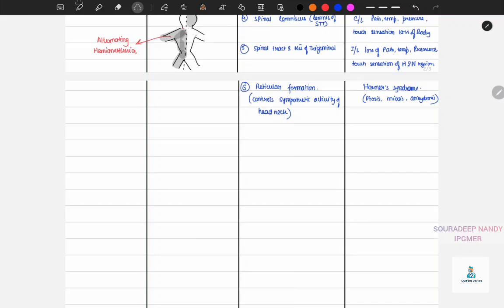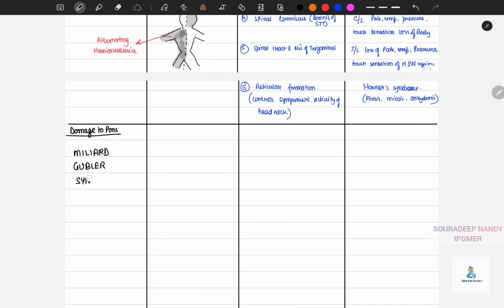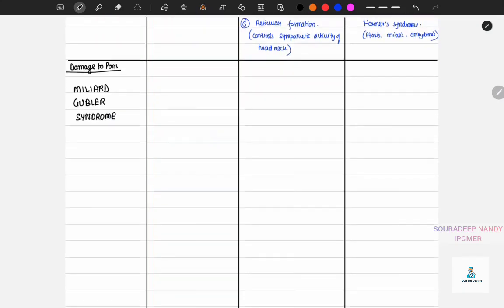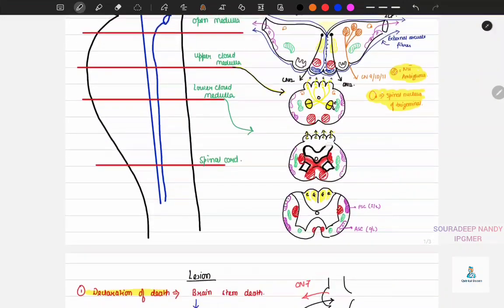This was about the lateral medullary syndrome. Now let us discuss other brainstem lesions. The third type of brainstem lesion, the lateral and medial medullary, was related to the medulla. Now let us discuss damage to the pons. Here the syndrome is named Millard-Gubler syndrome. The reason for this syndrome is the occlusion of the pontine branches of the basilar artery.